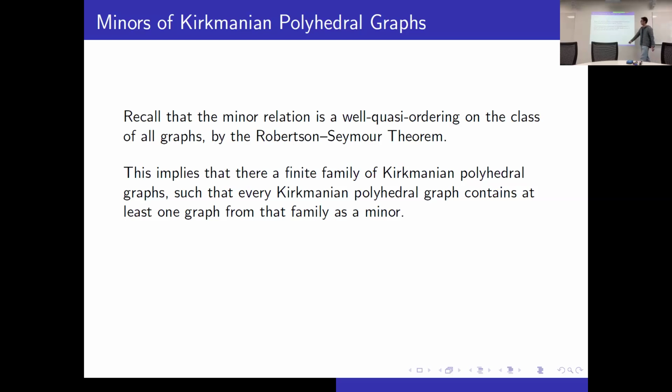Okay, so by the Robertson-Seymour theorem, we know that there are some minimal elements of this ordering. Moreover, there are only finitely many elements which are minimal. So we want to find out what this finite family is.